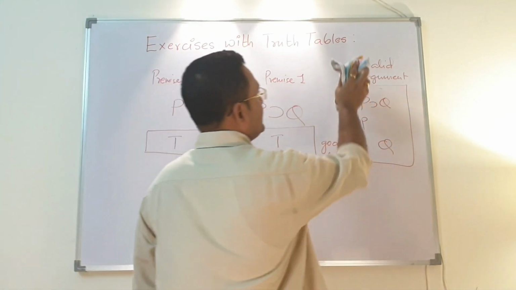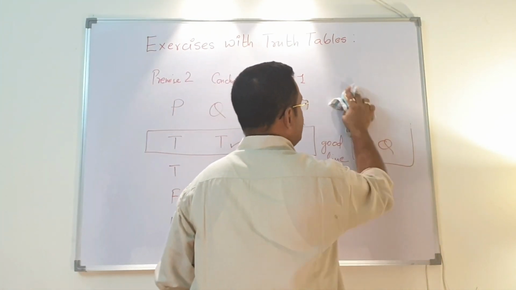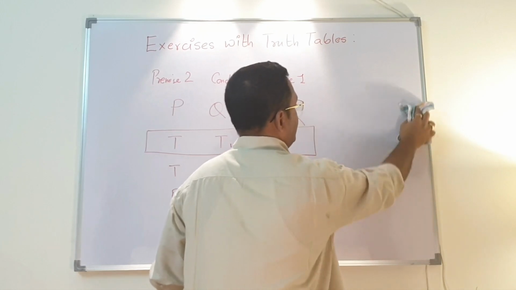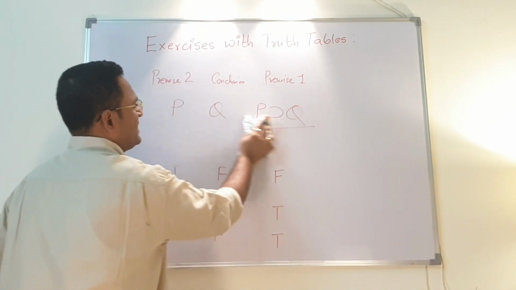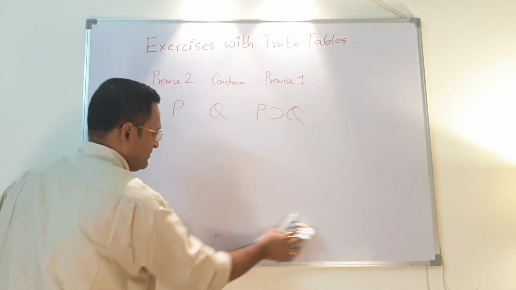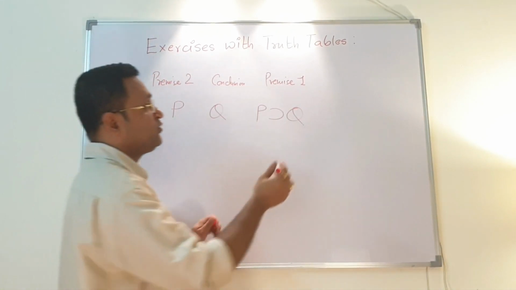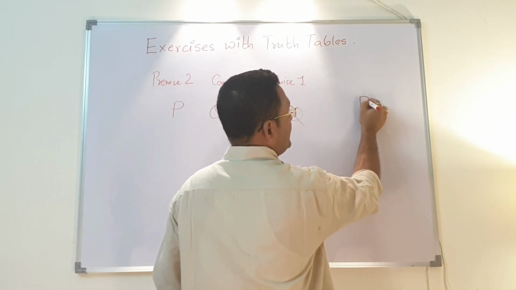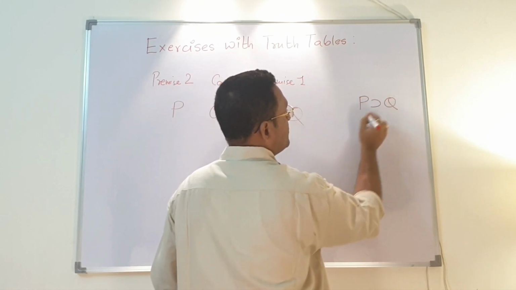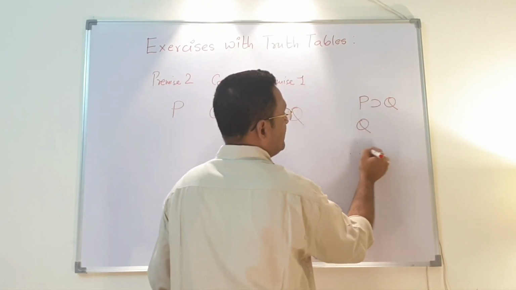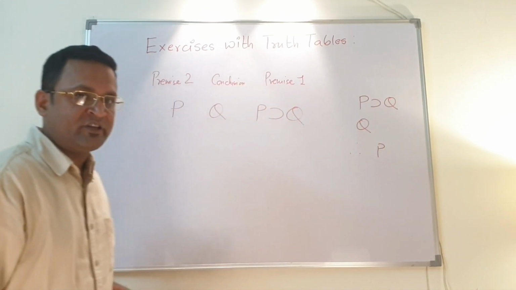We have already said that we will also check another argument. I will remove this and draw it again; it will not take much time. We will draw the same thing. Okay, now our argument is different. Our argument is P implies Q, Q therefore P. Now this is our argument which needs to be checked.